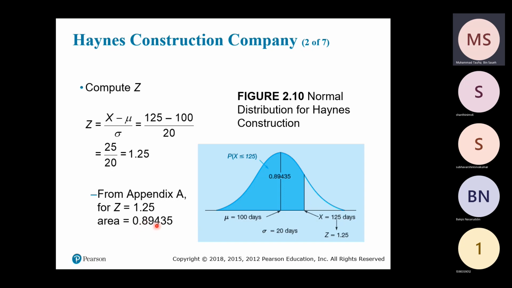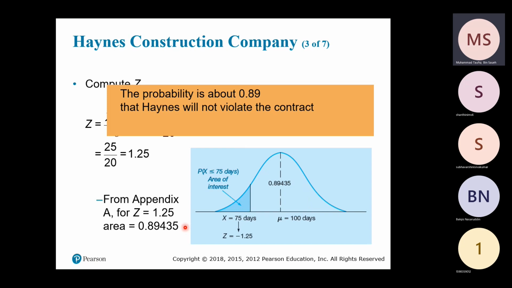So you get 0.89444 here, and 0.89435 there, so it's almost similar. It means that there is an 89.4% chance you can complete the job before the deadline, before 125 days. So the probability is about 0.89. So the contractor will not violate the contract. There is a very high possibility, almost 90% chance, that the contractor can complete the job within the time frame. It means the project will not be overdue.